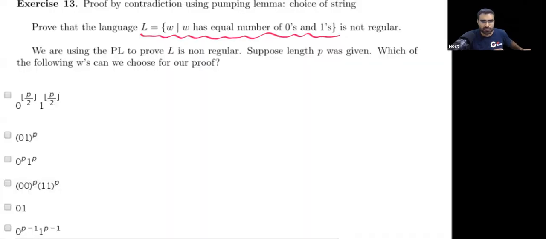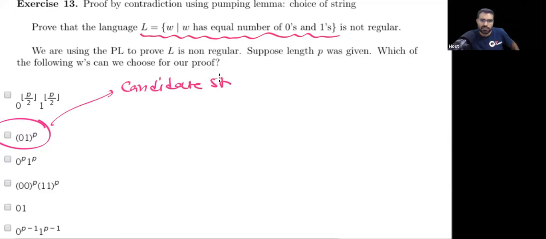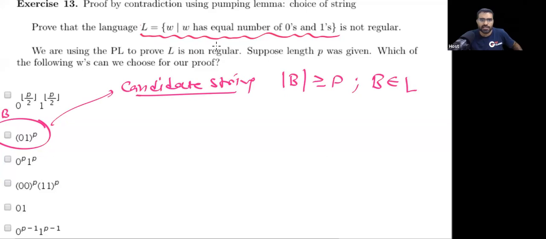Now tell me about the next. Is this string the answer? The second string, will it pump or not? Yes, this is definitely a candidate string. Let's call it option B. This string, option B, has length greater than or equal to p, and you can notice this belongs to L. So this is a candidate string. Will it pump? Simple question. Let's check.